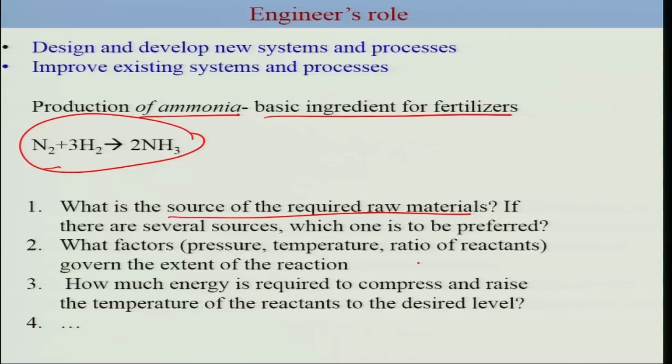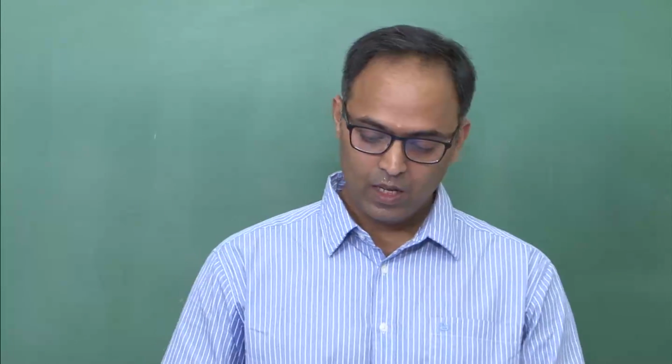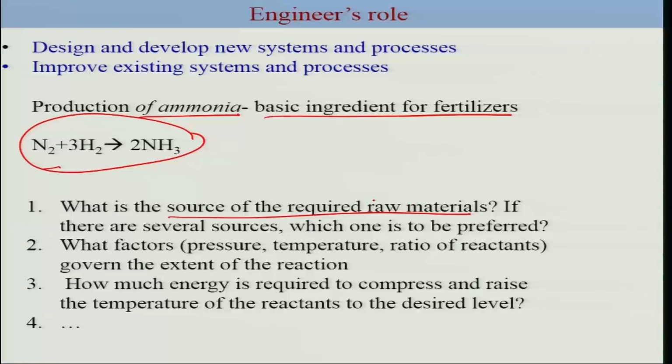You need to separate N2 from the air. So you need to compress the air, liquefy it, and separate nitrogen out of it. Essentially, you have to provide some energy in order to compress it. So you have to think about the raw materials, N2 and H2. For the case of H2, the hydrogen, various different reaction options are available. You have to choose the one that is most efficient for your process, because there are various possible ways of generating hydrogen.